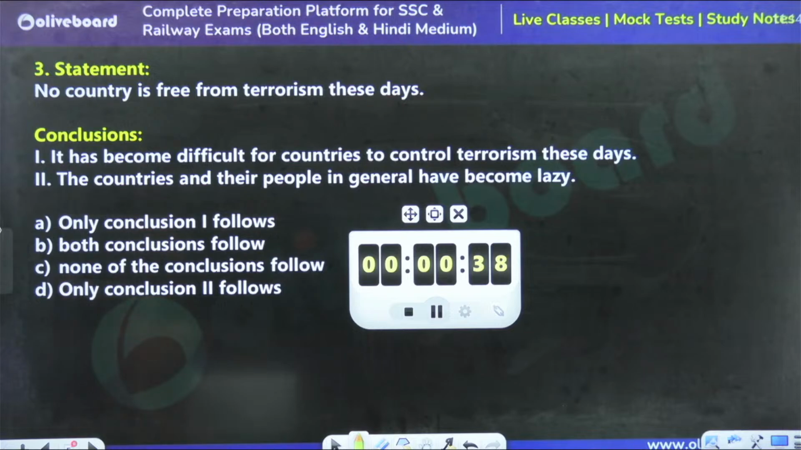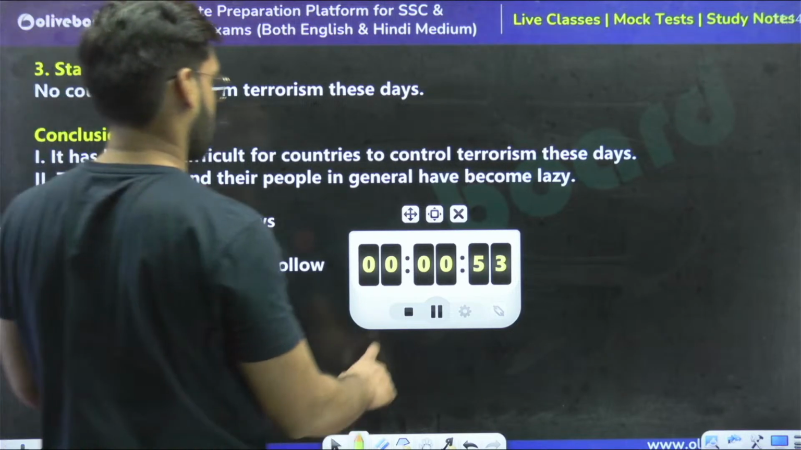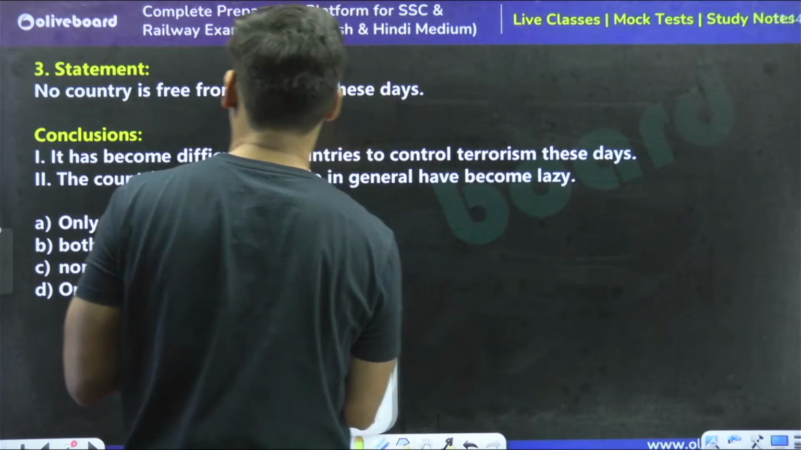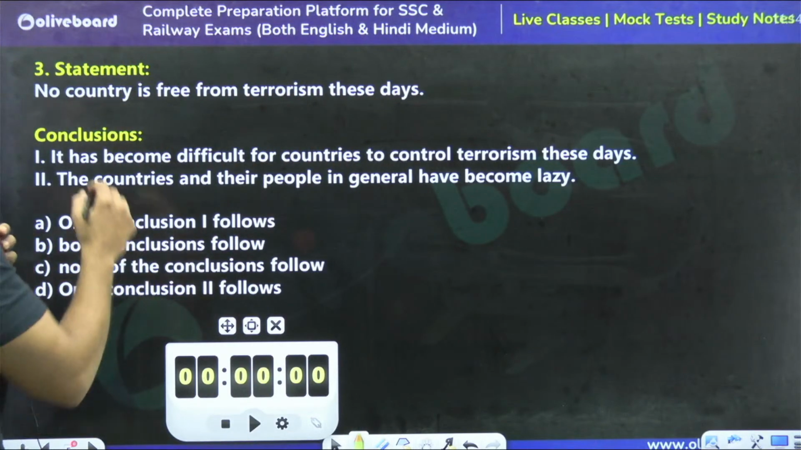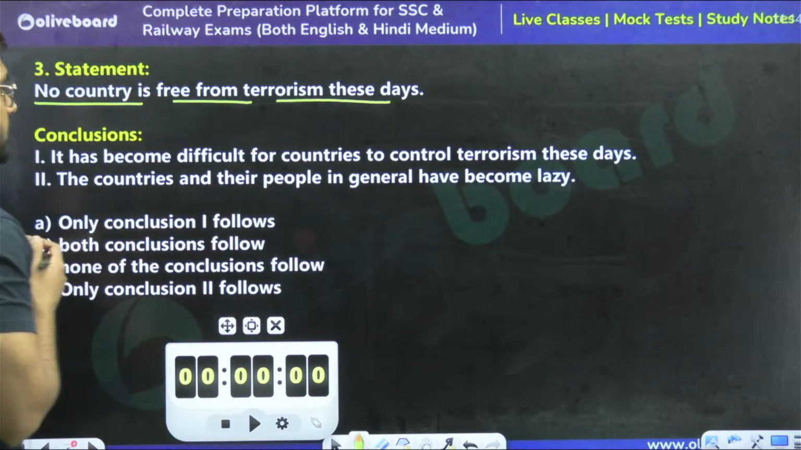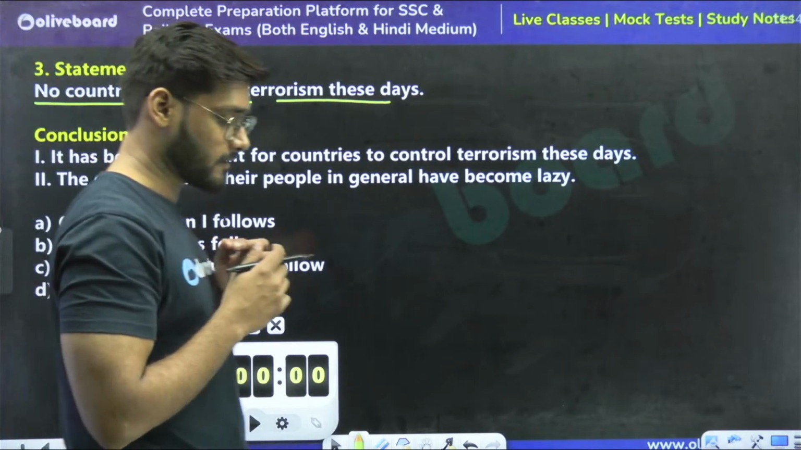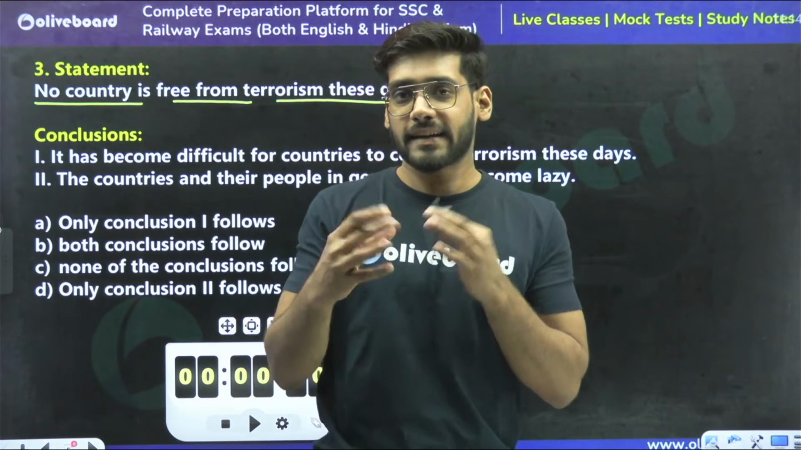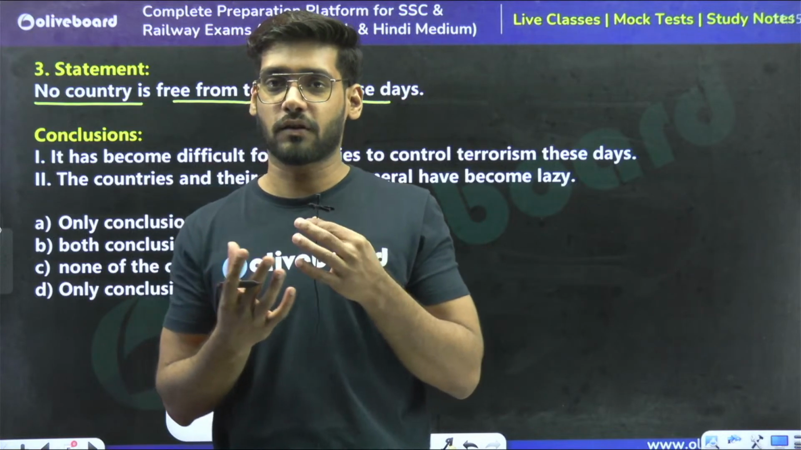Okay. Many students are saying A: Pratyush, Jayant, Wasim Khan, Tanuj, Shakti, Rajan. Dinesh is saying I will go with none. Okay, let's see. No country is free from terrorism these days. What can you conclude from the statement?